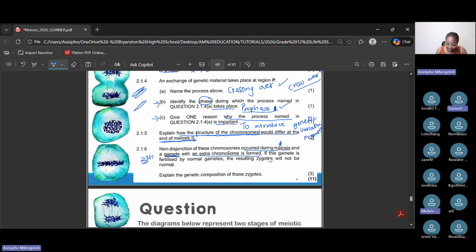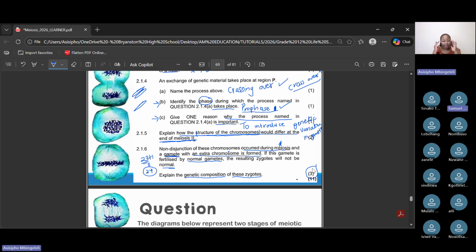Now, if this particular gamete, which has 24 chromosomes, is fertilized by a normal gamete, the resulting zygote will not be normal. What do they want you to explain here? Explain the genetic composition of these zygotes. For how many marks? 3 marks. So what are you going to talk about here? You are going to speak about the normal gamete. A normal gamete is supposed to have 23 chromosomes.